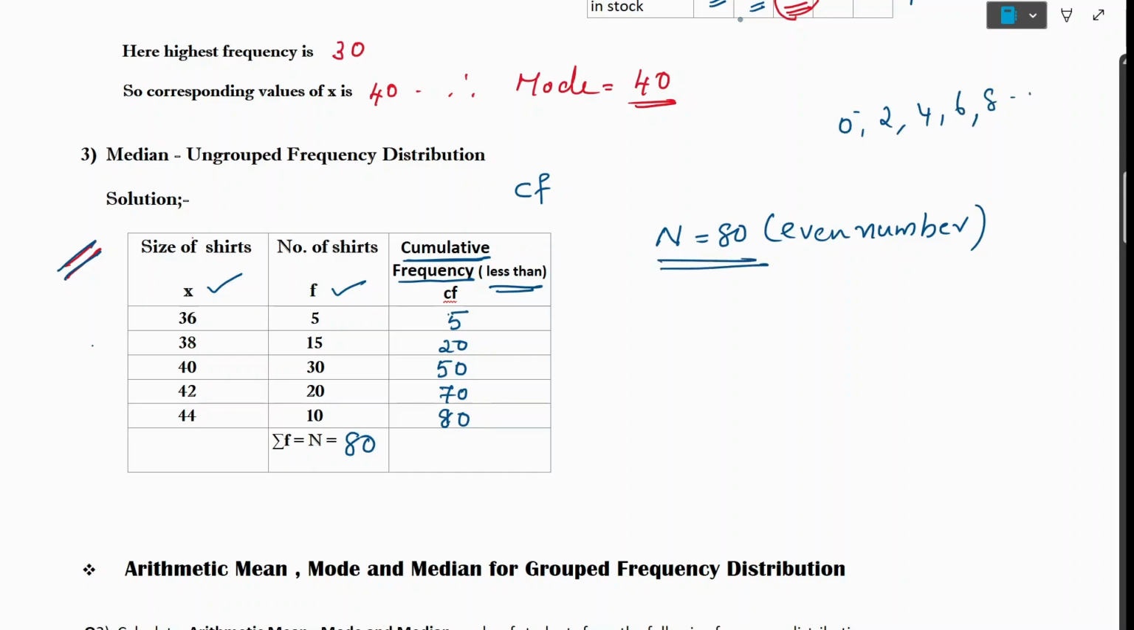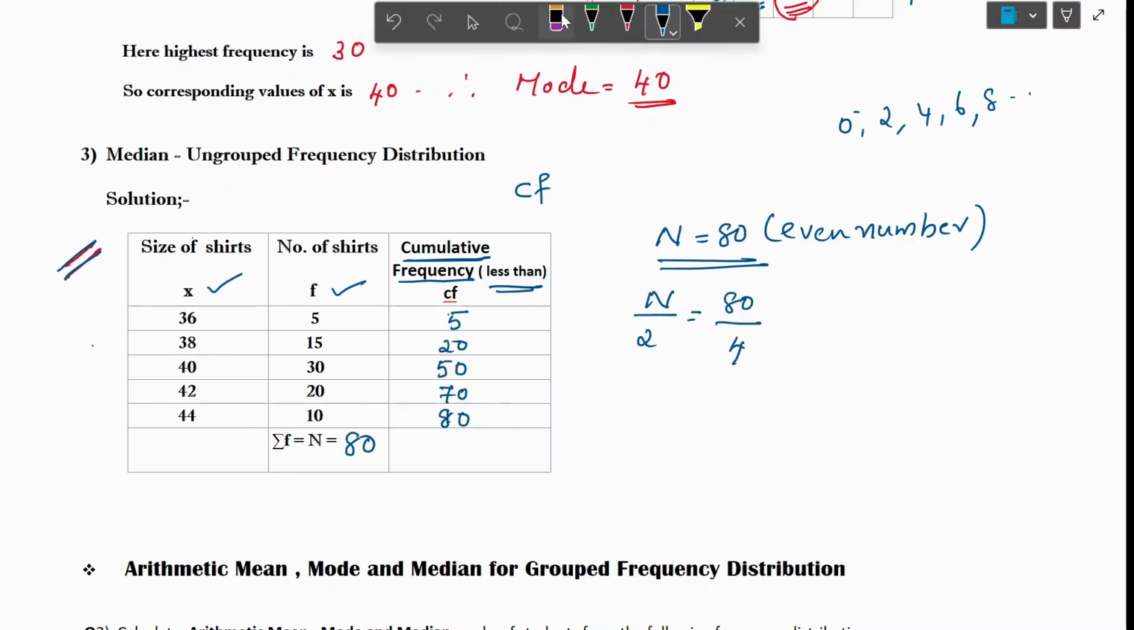Now here N is 80, therefore consider N divided by 2. N divided by 2 means 80 divided by 2, that is 40. Now check which place in the cumulative frequency column this 40 comes in. Here it is up to 5, then up to 20, then up to 50. Therefore, where does this 40 come in the cumulative frequency column? In this place, the 50.